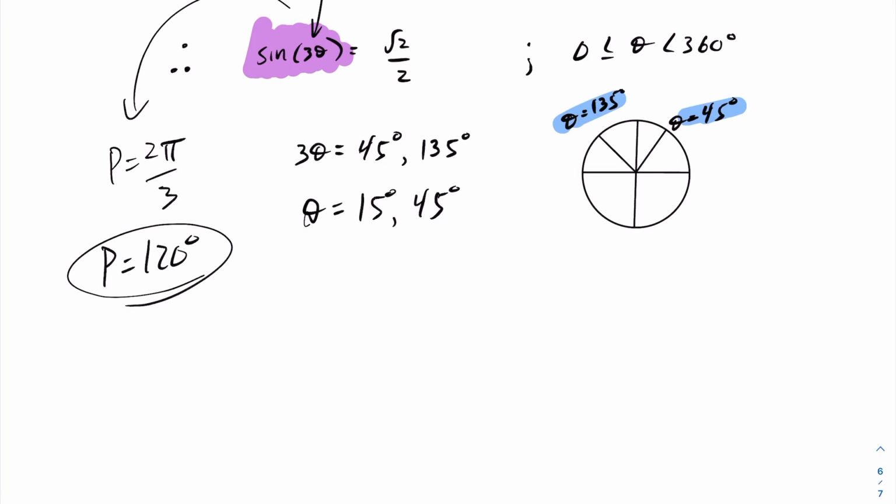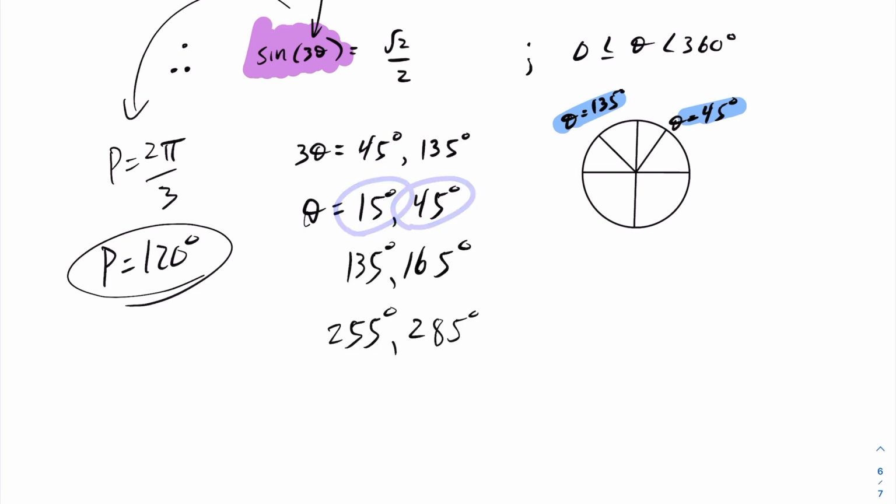So doing so, we get the following. Going ahead here, we have our 15 degrees and our 45 degrees. I went ahead and added the 120 to the 15. I got 135. Added the 120 to the 45. I got 165. Added the 120 to the 135. I got 255. And added the 120 to the 165. I got 285. So the answers here are 15 degrees, 45 degrees, 135 degrees, 165 degrees, 255, and 285.